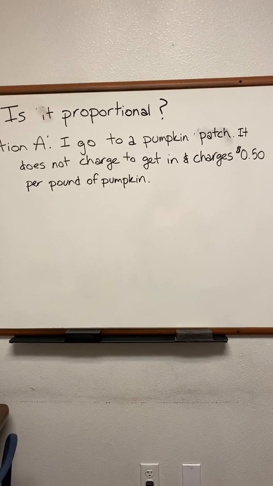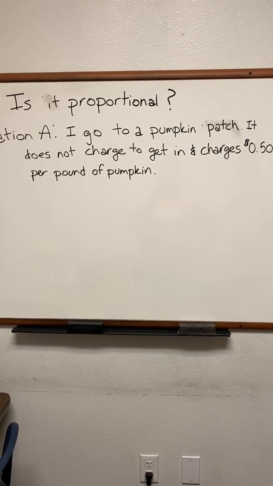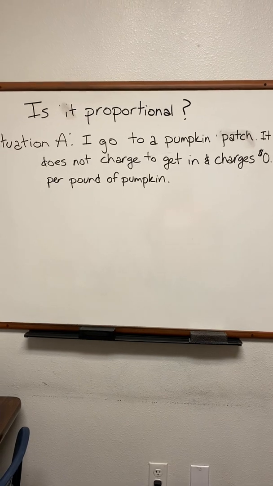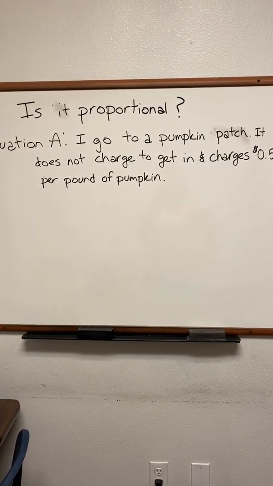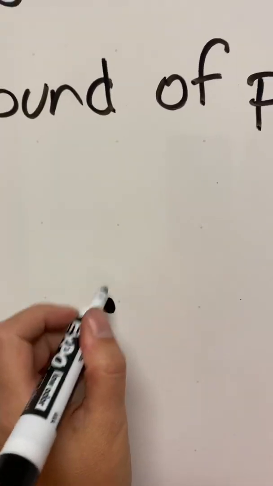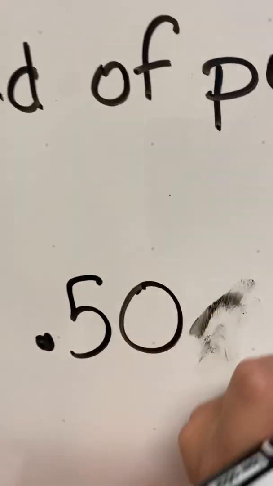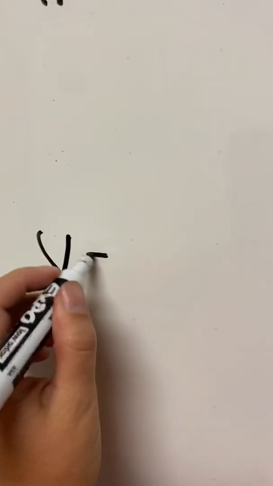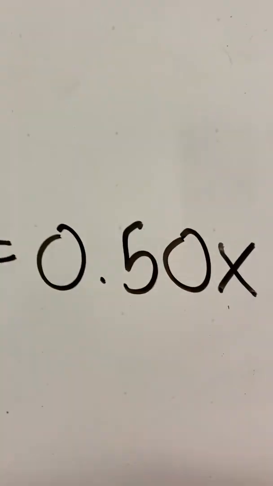So I go into the pumpkin patch, there's no charge to get in. I'm charged 50 cents per pound. Okay, so the first thing we're gonna wanna do is figure out the constant of proportionality, right? So the constant of proportionality is going to be 50 cents, and I'll back up here in a minute.